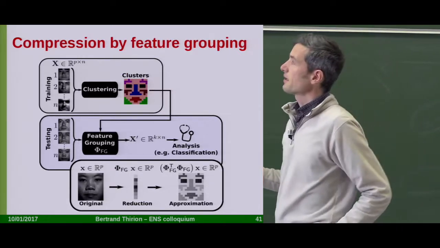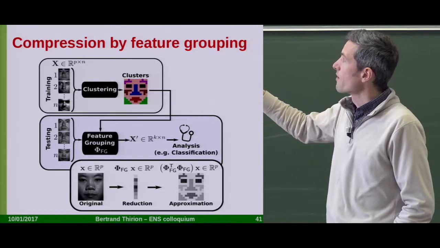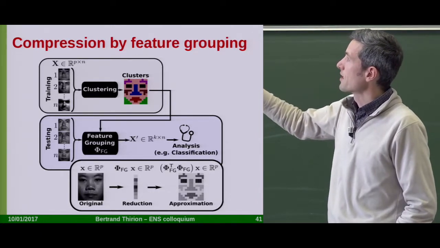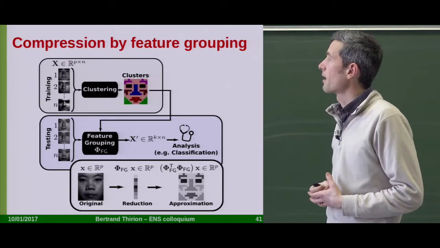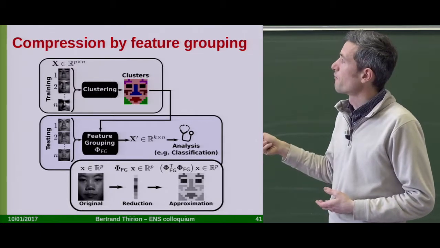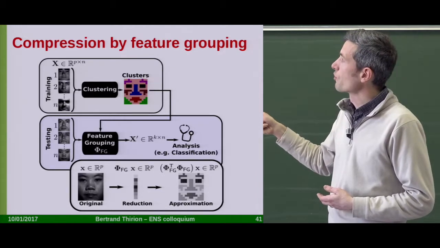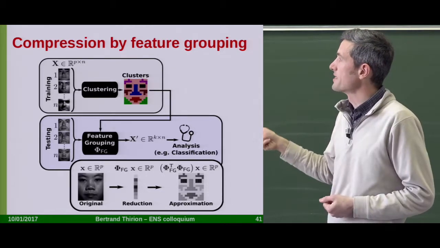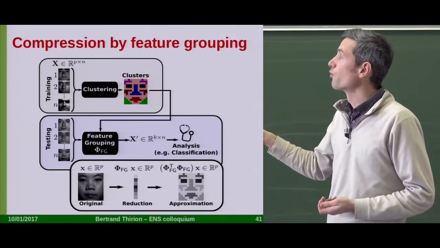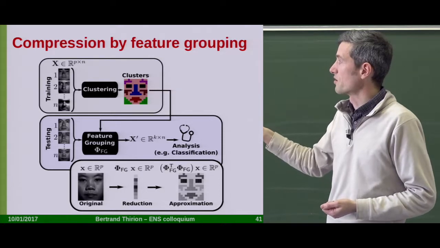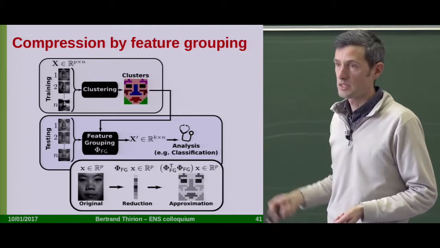So this is the idea. Take a bunch of training images. With the clustering algorithm, you can learn how to group the pixels, so that pixels that are correlated are in the same group. And then for any other features, you can apply the feature grouping to create a reduced representation and work on this reduced representation. So it's a lossy compression of the data. The good point is that you can reconstruct the images from this, because the reduction operator is trivially invertible.